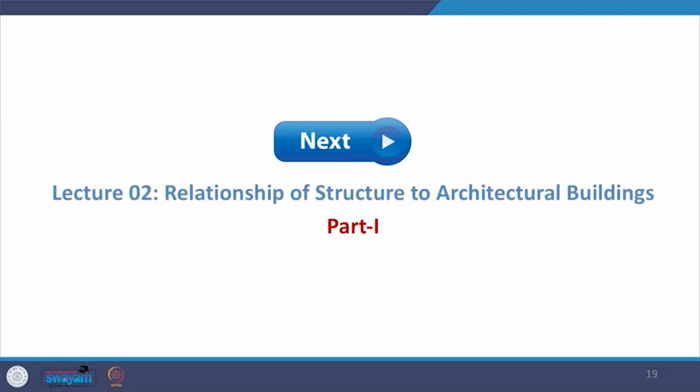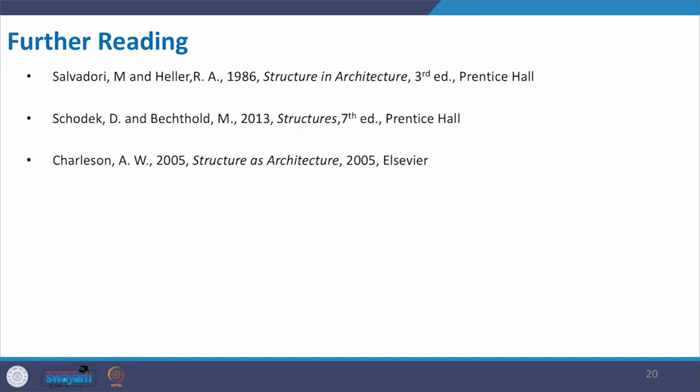The next lecture will focus on the relationship of structure to architectural buildings, as this is our focus, to relate it with the buildings. I think this will help you a lot, and this is the reference.